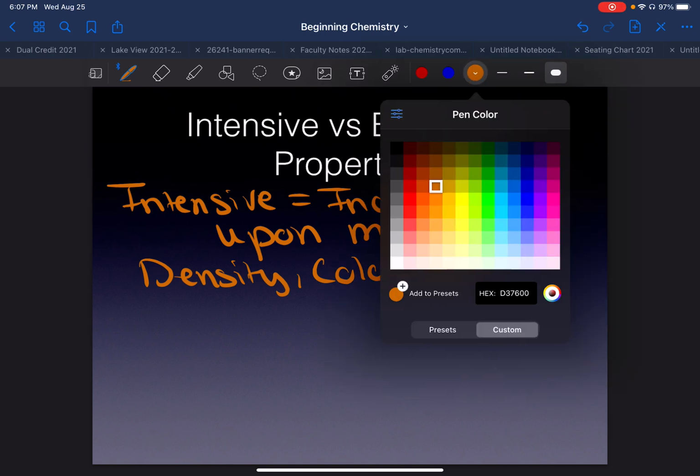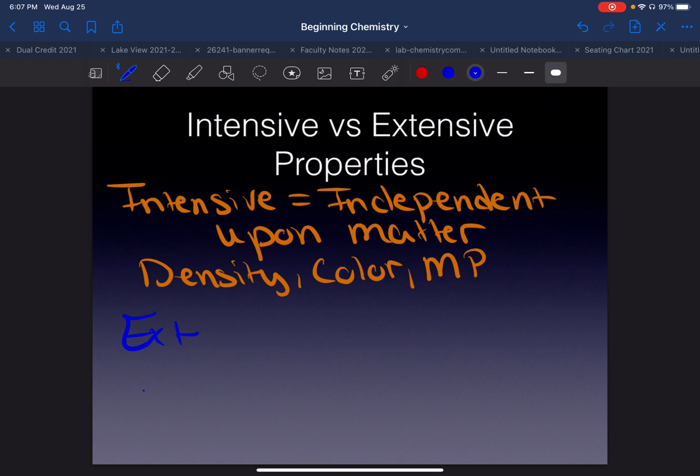On the other hand, extensive is dependent. So this is going to be your mass. This is going to be the length. These are things you're going to measure.